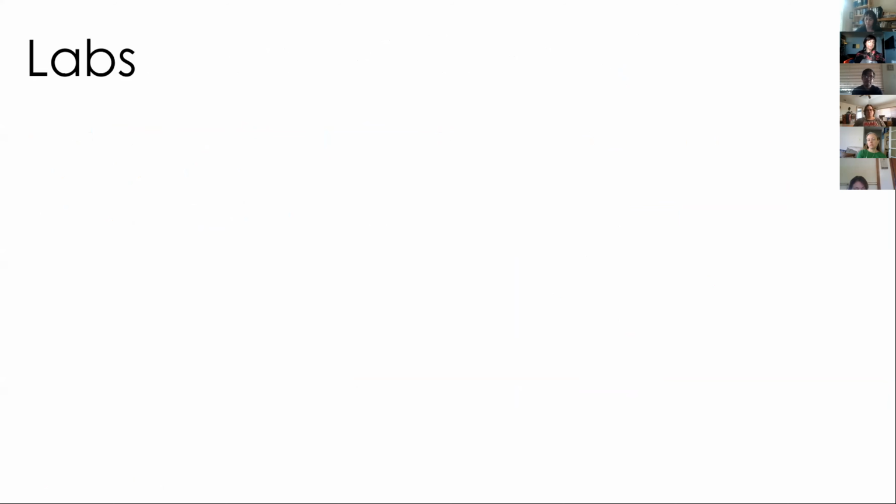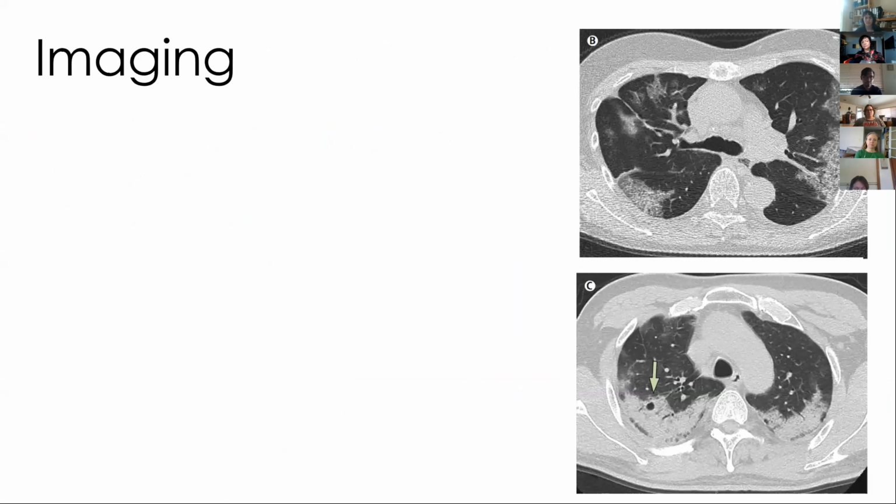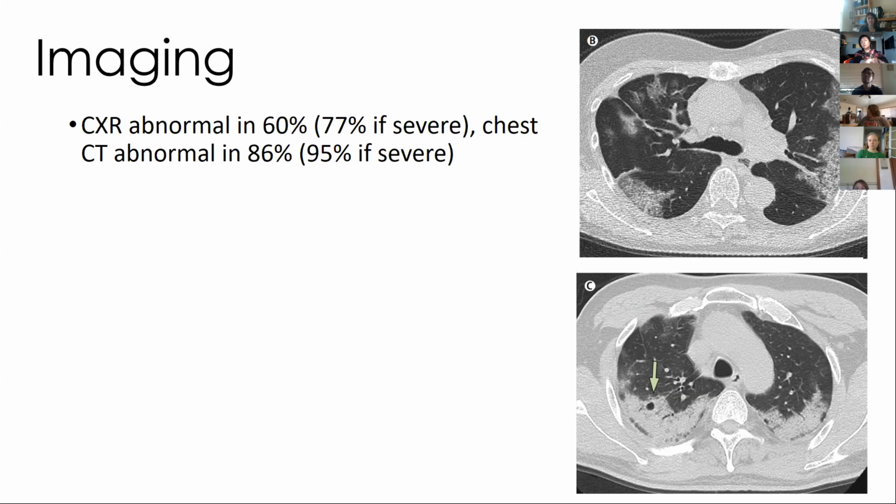In terms of labs, I would say relatively maybe leukopenia instead of higher white counts, and imaging is somewhat interesting. It is often abnormal. Chest x-rays are abnormal in 77% of people with severe disease, and in even 60% if you don't have severe disease. So we are doing quite a bit of chest x-ray, just plain film screening.